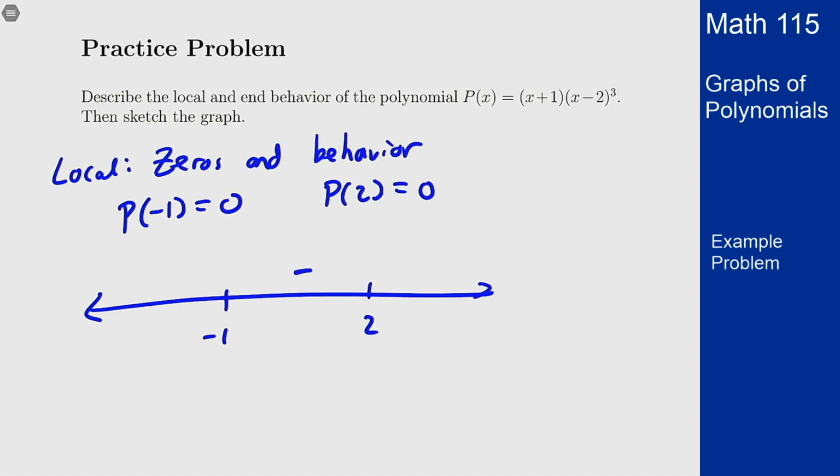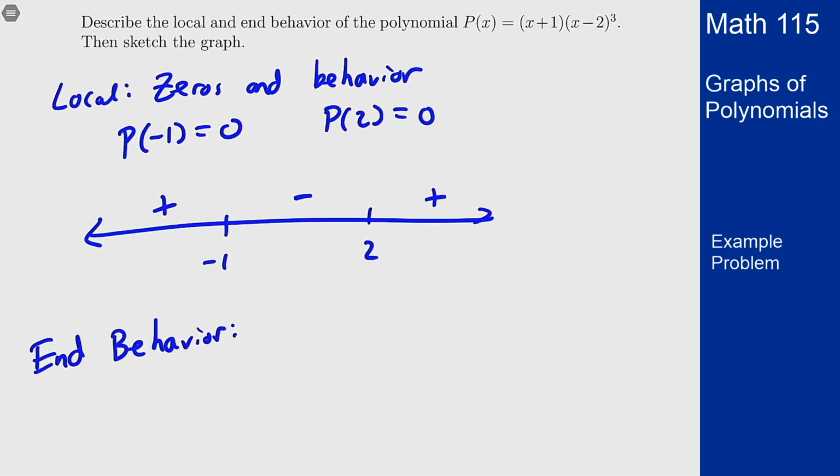If I plug in minus 2, I'll get negative times negative, so that's going to be positive, and it's going to be positive over here. This also makes sense because negative 1 is a multiplicity 1 root, so the graph should pass through the axis at negative 1. And 2 is a root of multiplicity 3, which since it's odd, again, the graph should pass through the axis. So the fact that it goes plus to minus here and minus to plus here makes sense based on the situation.